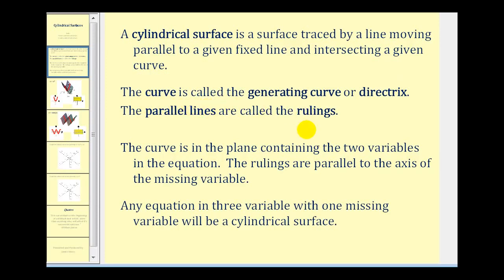A couple things to remember about a cylindrical surface. The curve is in the plane containing the two variables in the equation, and the rulings or set of parallel lines are parallel to the axis of the missing variable. And that's really important to remember. And then any equation in three variables that's missing one of the variables will be a cylindrical surface. Let's take a look at a couple of examples.